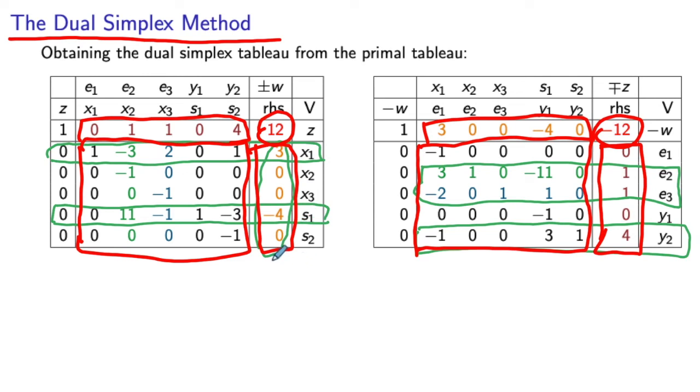But essentially the iterations of the dual simplex method are equivalent to taking the primal tableau, then transforming it to the corresponding dual tableau and applying the usual simplex steps to the dual tableau. So this is what the idea of the dual simplex method is. Now, why is it important?